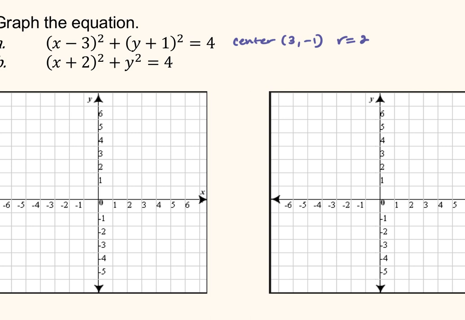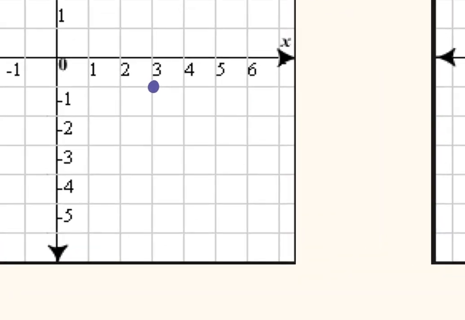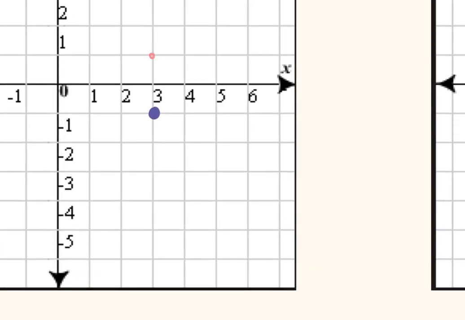So I plot my center, 3, -1, plot a point. And then I count up, down, right, and left the radius. So from there, I'm going to go up 2. I'm going to go left 2, down 2. Right 2. Sorry, I went the wrong direction. And then just connect it as best you can. It doesn't have to be perfect.